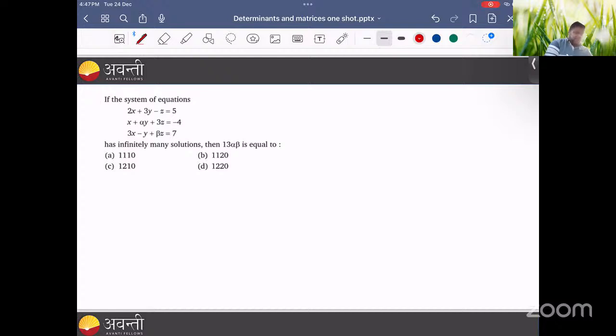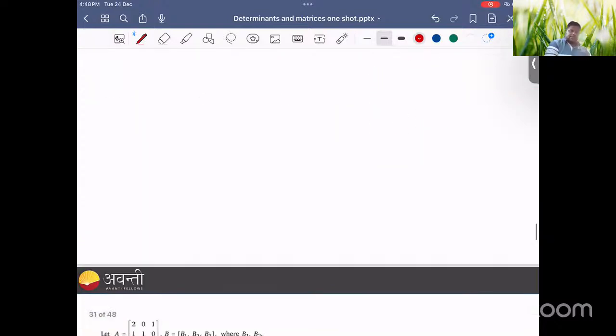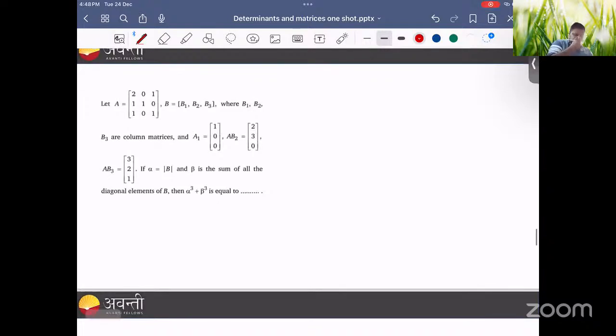You will get alpha as minus 70 and you will get beta as minus 16 upon 13. So alpha into beta will be minus 1120 upon 13. So 13 alpha beta is equal to minus 1120. This much hard work is required here. D you make 0, D1 you make 0, D2 0, D3 0. You make all of them 0, only then you get the correct answer. Fine.